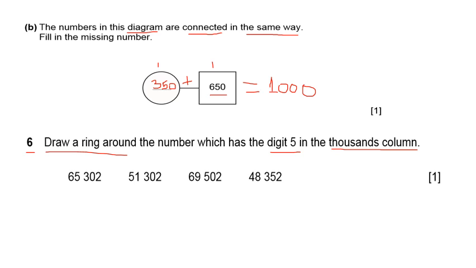So let's take a look at the place value here. This is ones, tens, hundreds, thousands, 10,000s, so no. Ones, tens, hundreds, thousands, 10,000s, no. Ones, tens, hundreds, thousands, 10,000s. Ones, tens, hundreds, thousands, and so we put a ring around this number here.